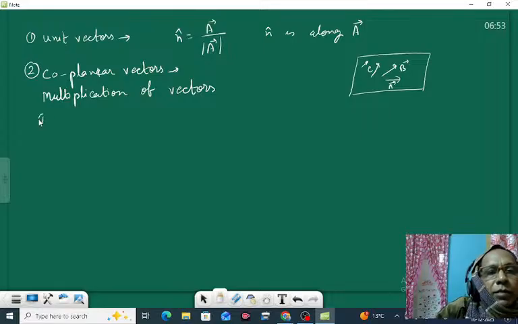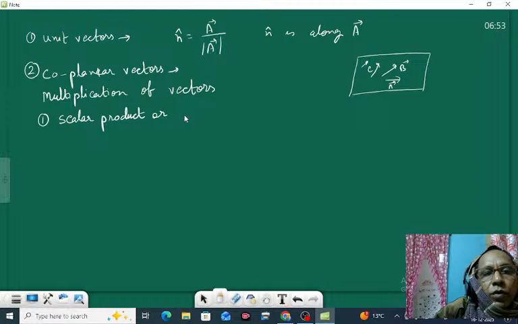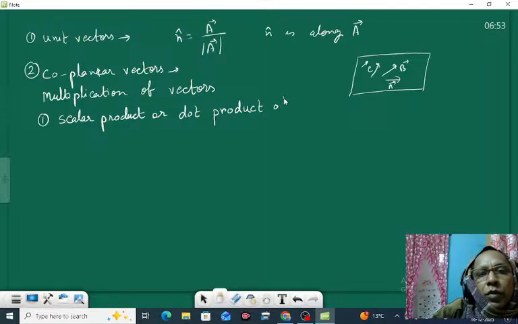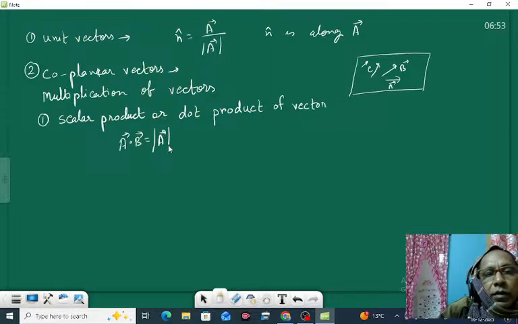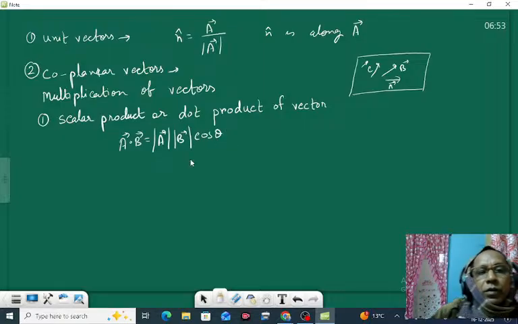Actually, there are two types of multiplication in vectors. One is known as scalar product or dot product of vectors. How to represent it? Suppose there are two vectors, a vector dot b vector. Then we find it by the formula modulus of a, modulus of b, into cos theta. This is the formula for dot product.